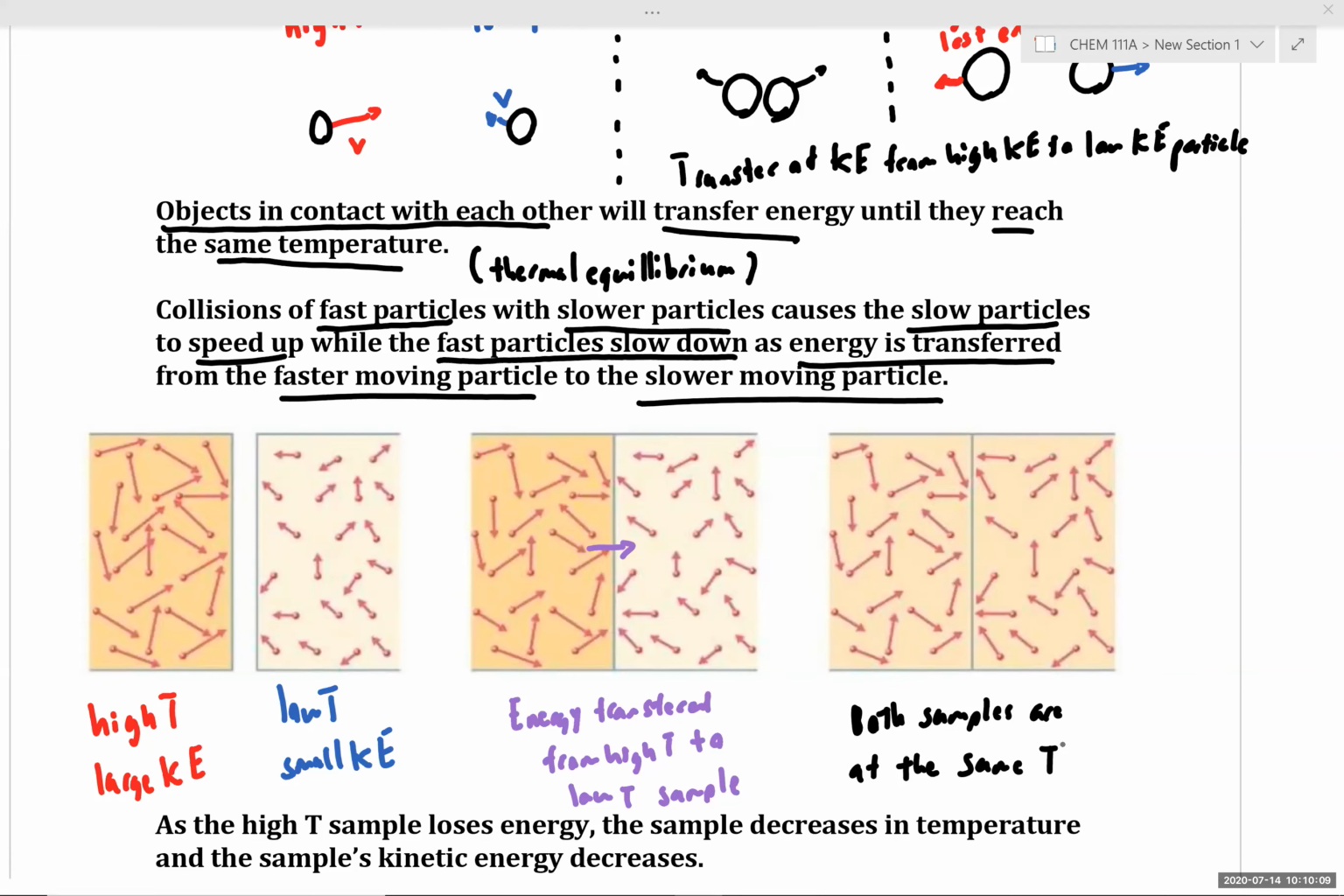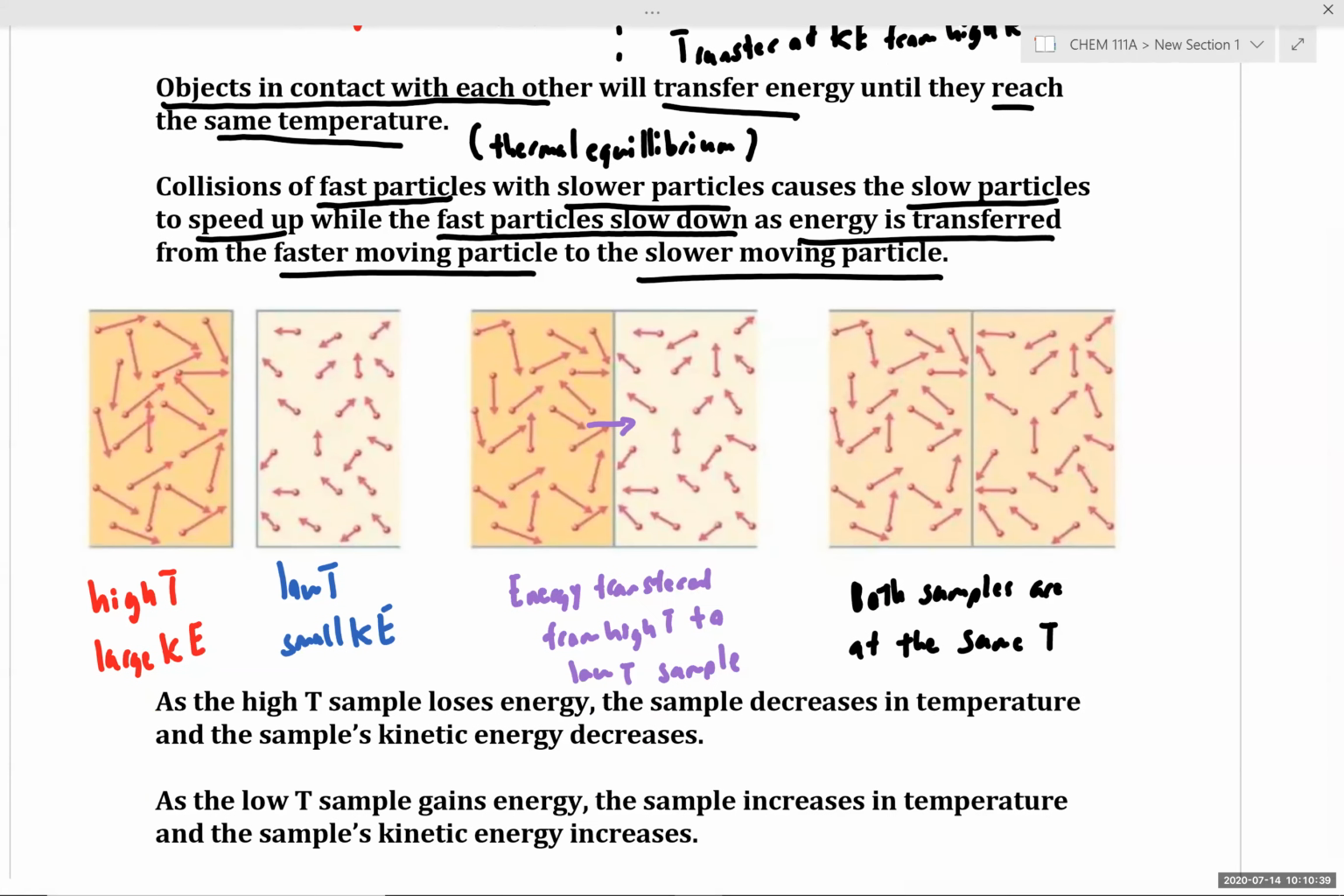So really, transfer of energy between objects is based on particle-to-particle collisions, fundamentally. A high temperature object, the particles have more energy, so when they collide with the particles with less energy, they transfer some of their kinetic energy. This in turn results in a change in temperature of both of our samples until they reach thermal equilibrium, until they reach the same temperature.